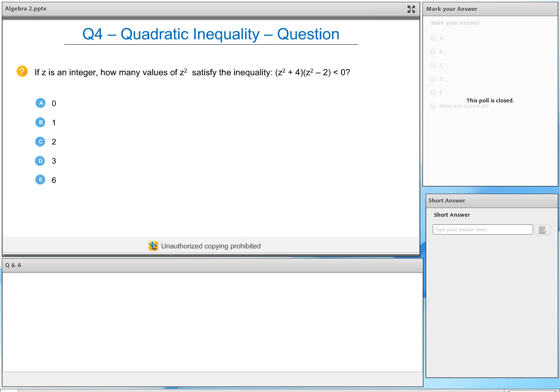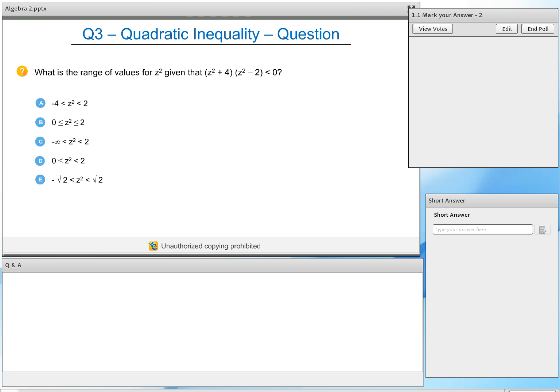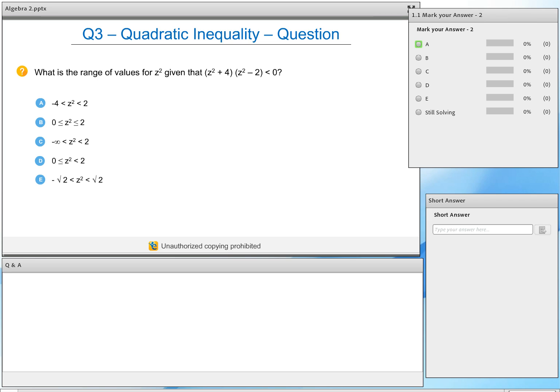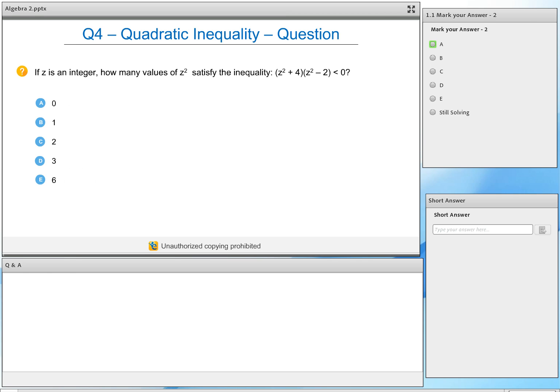Here is your next question. And before that, let me share the poll. Yeah, click on still solving, please. All right. Here is your next question. Go ahead. Question number 4. It looks very similar. Again, the question statement is a bit different.